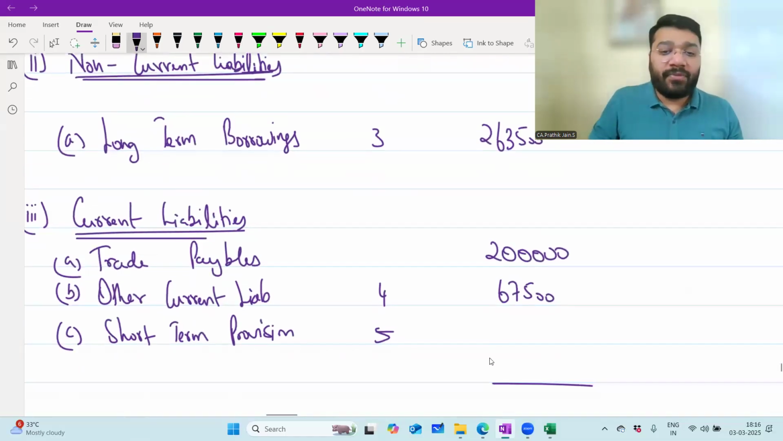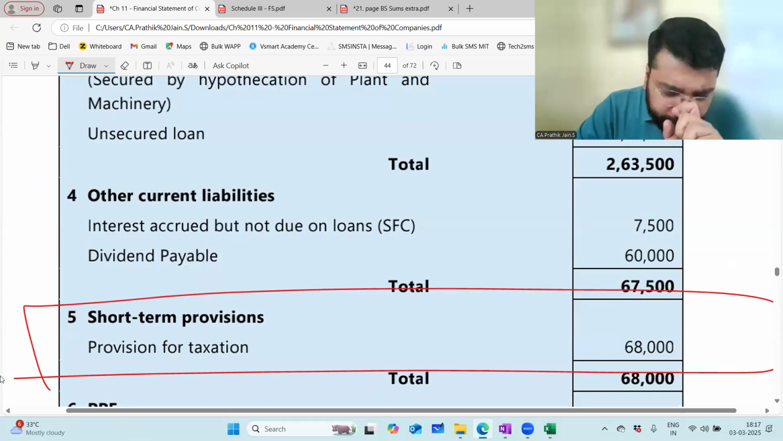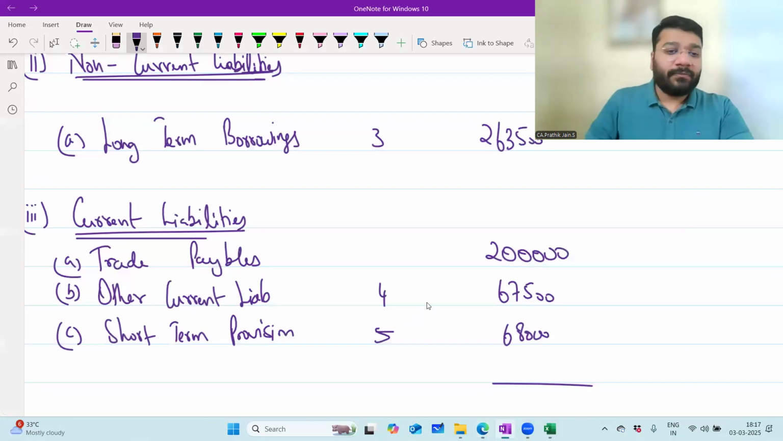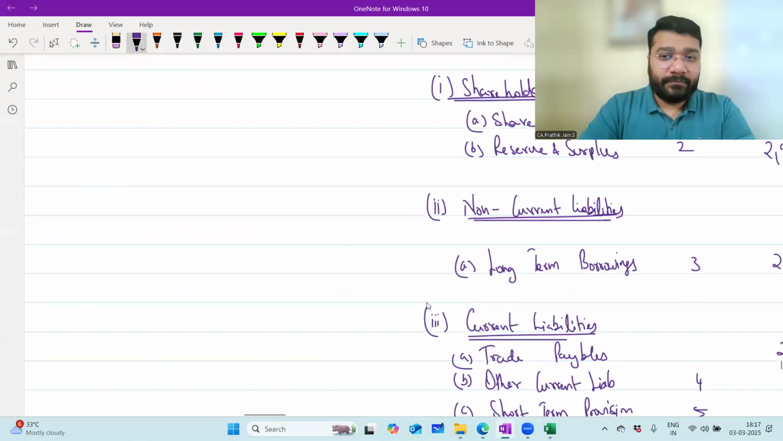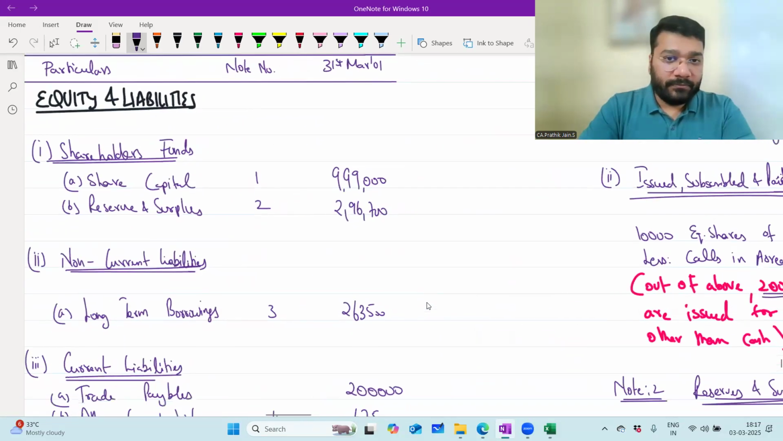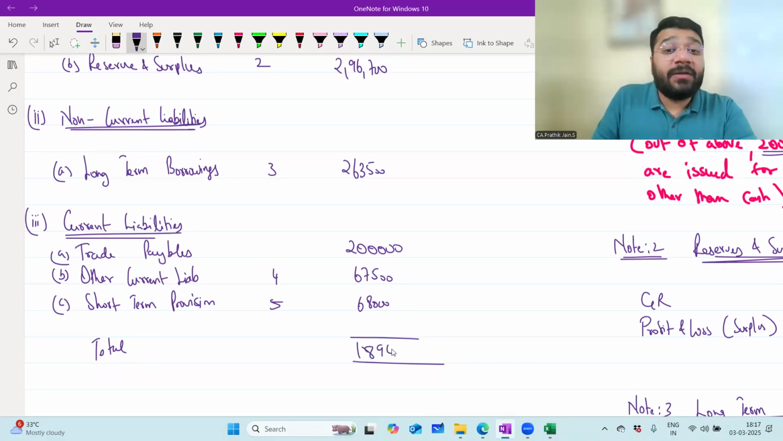Short-term provision for tax. How much is it? 68,000. You can just create a bifurcation like this. Short-term provision, under that provision for tax. Note number 5. So what is my total equity and liabilities? Eighteen lakh 94,700.